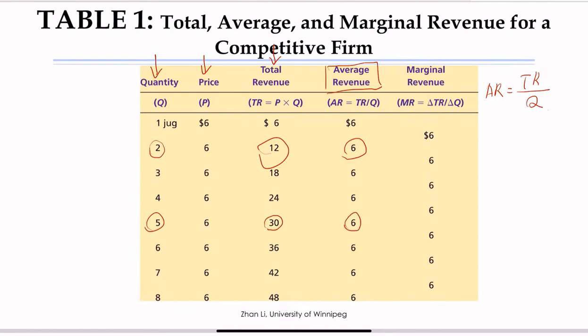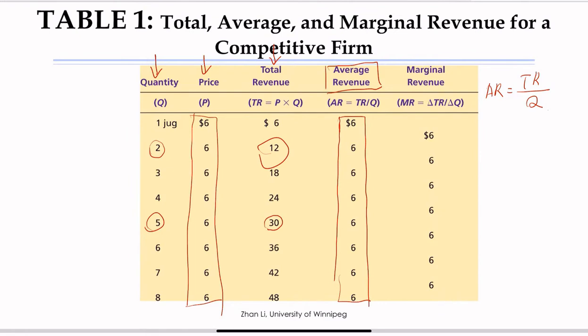Now, if you look at this average revenue column, you can see one interesting result. That is, the average revenue equals price. They're both 6, right? Is this a special result? Well, it is not. So for any type of firm, average revenue always equals the market price. How do you see this?